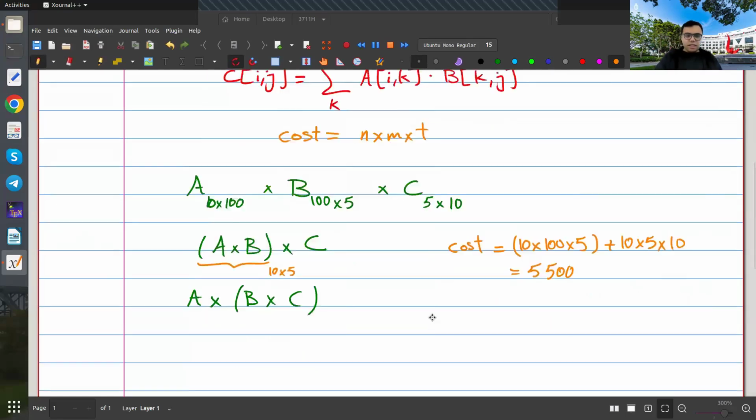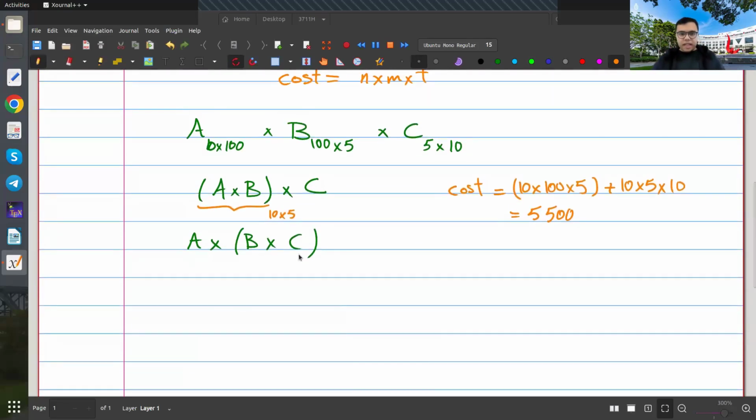Okay. Now let's say I do it in this order. I first multiply B by C. What is the cost in this case? 100 times 5 times 10. That's the cost of multiplying B by C. And then plus, well, I get this matrix here. And because my B was 100 by 5 and C was 5 by 10, B times C is 100 by 10, right?